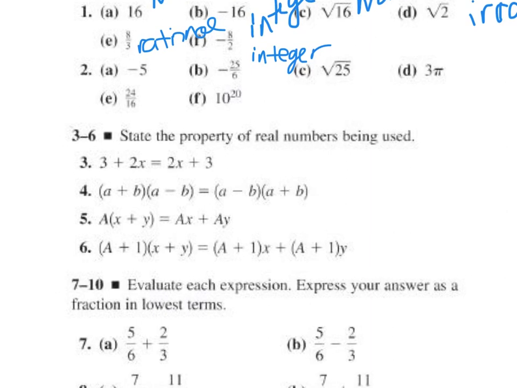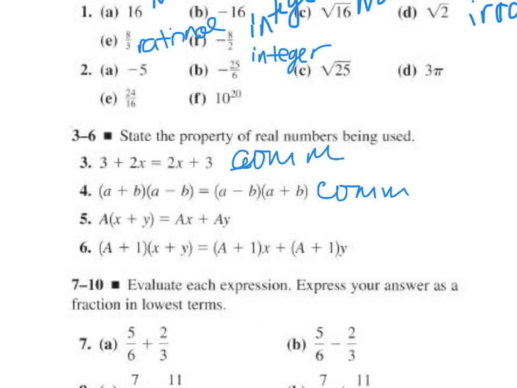What's the property? 3 plus 2x equals 2x plus 3. Commutative. The number order moved, right? It commuted. What about A plus B times A minus B, or A minus B times A plus B. Commutative again. It's the same numbers, but what did they do? They moved. All right, what about here in 5?